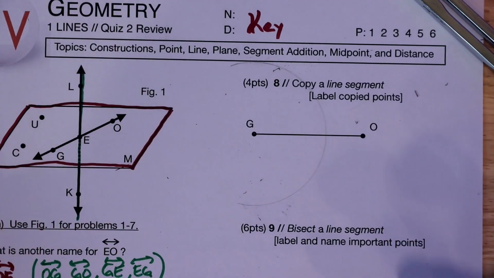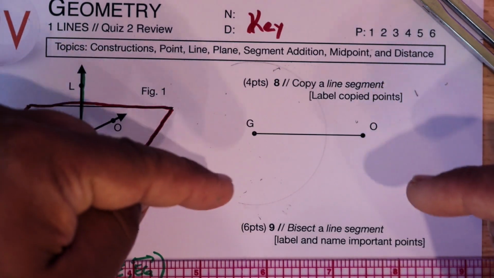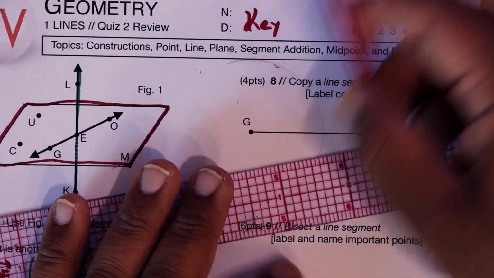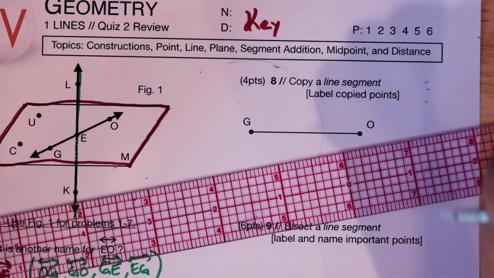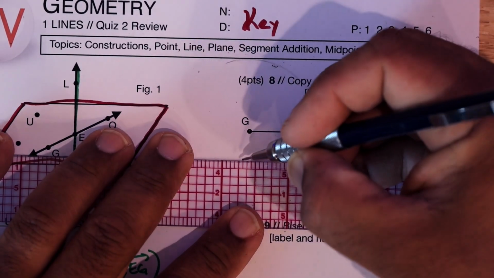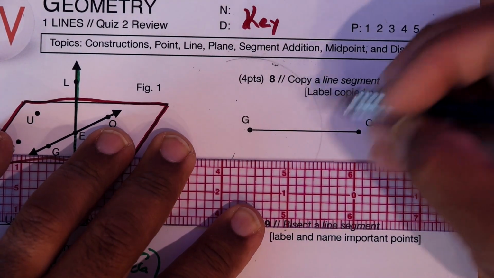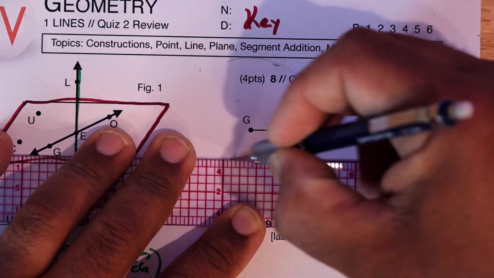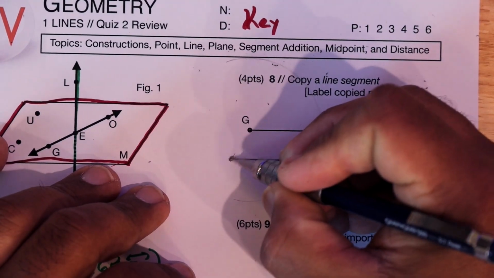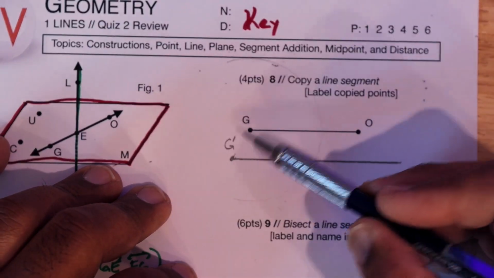So to copy a line segment, first I'm going to need a line because I'm going to copy something. I'm going to take this line, move it somewhere else. All right, so let's go. I guess I should use a pencil with this to stay consistent. So I'll draw some line underneath. Just needs to be longer than the other line. This first point over here, I'm going to call G prime, so I know that it's a copy of this original G.